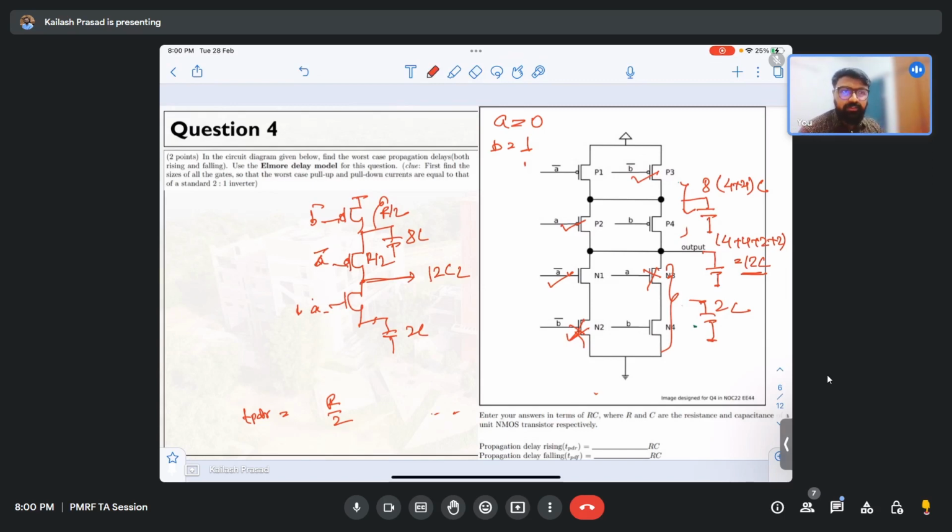So that's the complementary logic. You cannot have a direct path from VDD to ground. So you can have till here. This is 2C, this is 12C, and this point is 8C. So if you calculate now, this is clear, right?